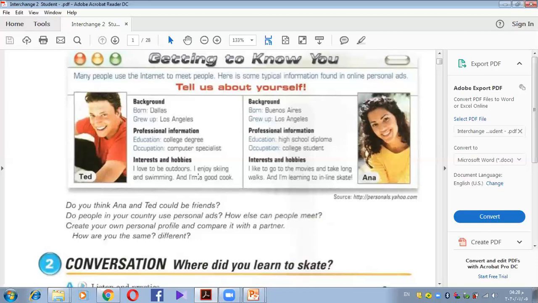skating. Now, I want you to take a minute about yourself as homework. You are going to think about yourself. If you are going to tell us about the place of your birth, where you grew up, your education, your occupation, if you have interests and hobbies, what are you going to do?